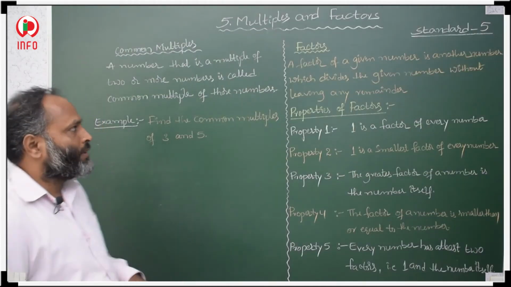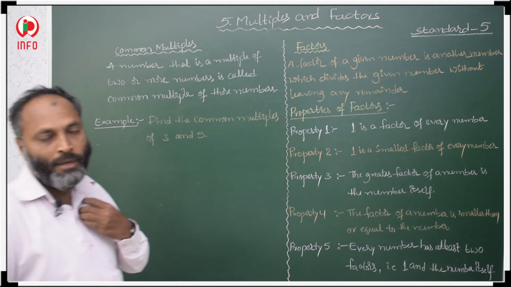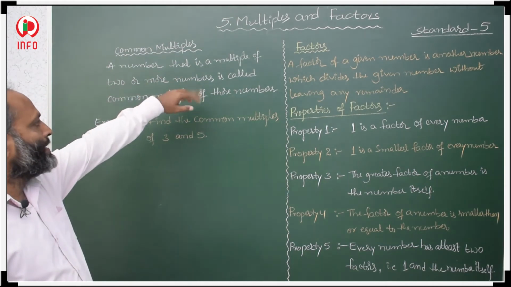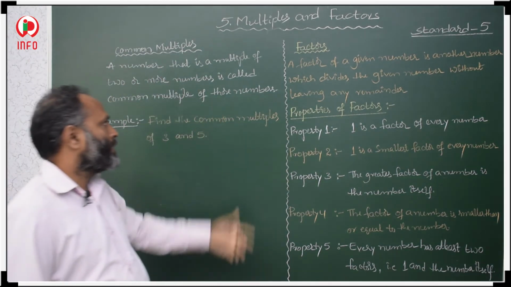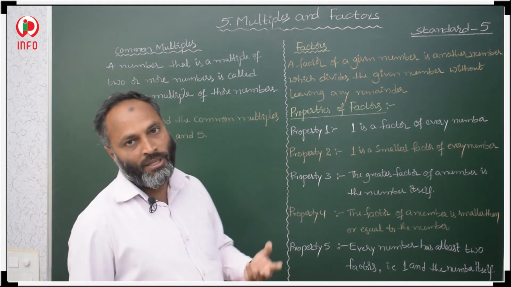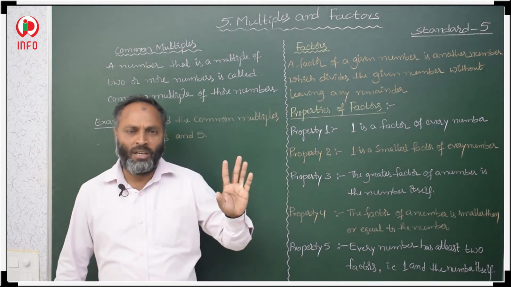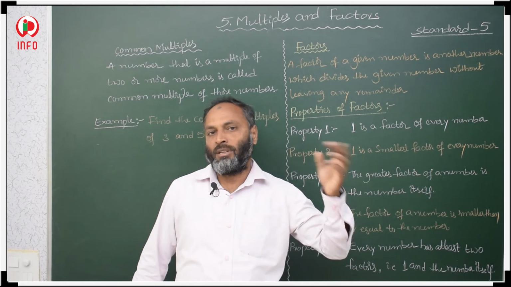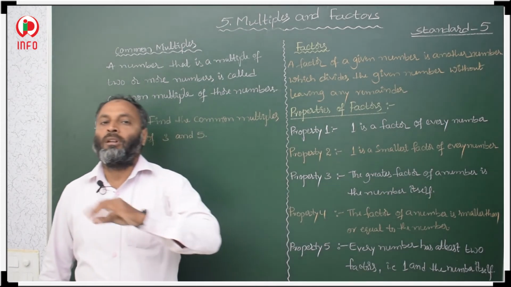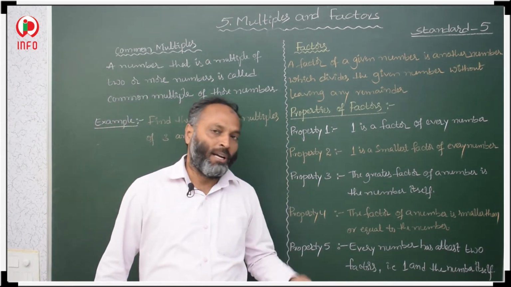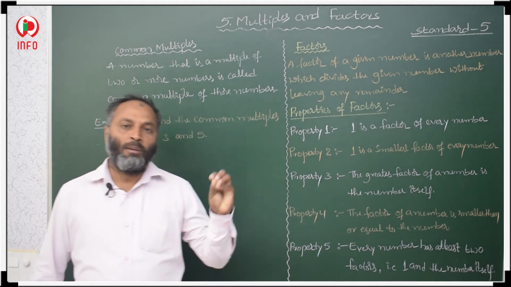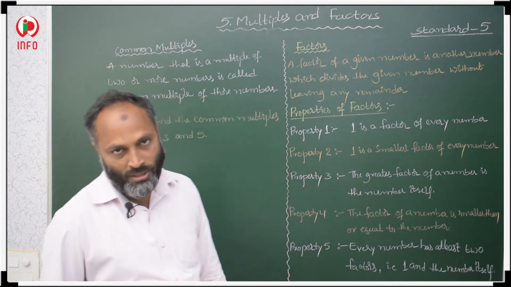Yes, now students, next topic, common multiples. What about common multiples? See the definition: a number that is a multiple of 2 or more numbers is called a common multiple of those numbers. Suppose 2, 3, 4, 5 or so many numbers are there. If a single number is a multiple of all of them, then we call it the common multiple of all these numbers. That multiple is common in the given numbers.